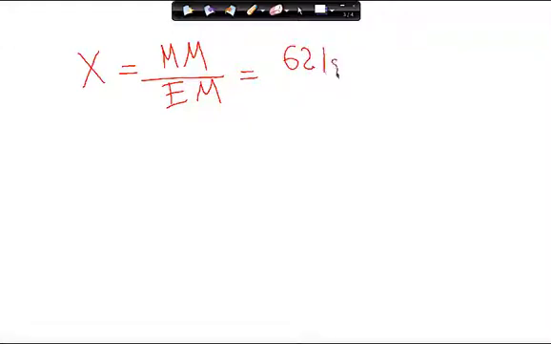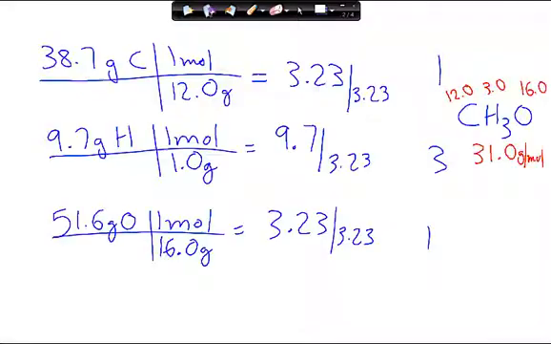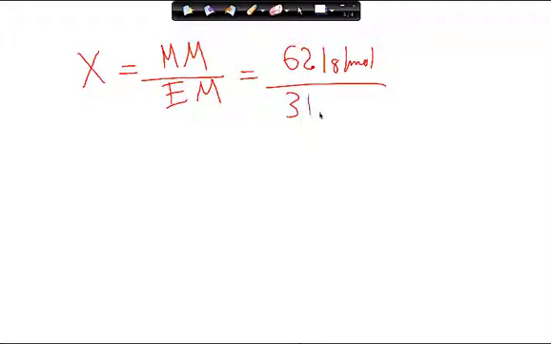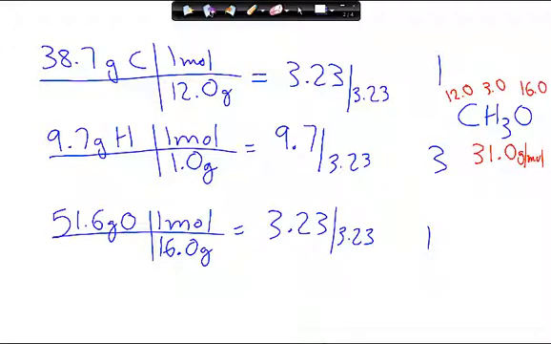62.1 grams per mole. What is the empirical mass of ethylene glycol? Well, that's this, 31.0 grams per mole. And if you do this math, it's a 2. So what does that tell you? Well, it tells you that the molecular formula is twice the empirical formula. So then what you do is you go back to the empirical formula and you double it.